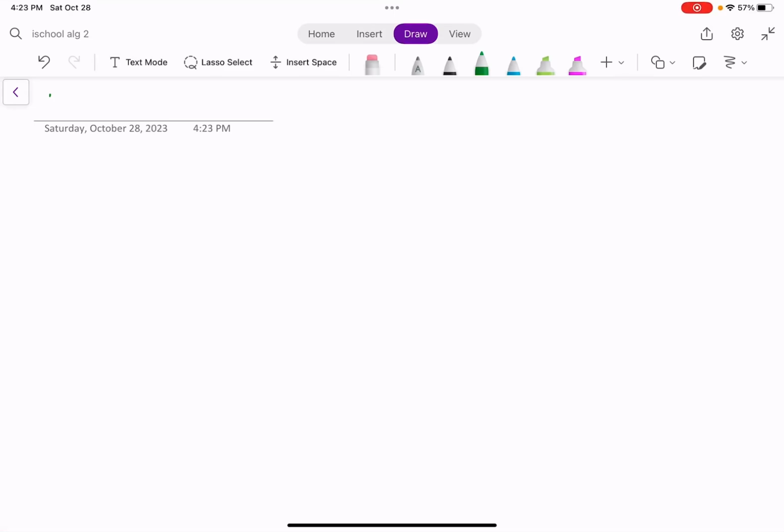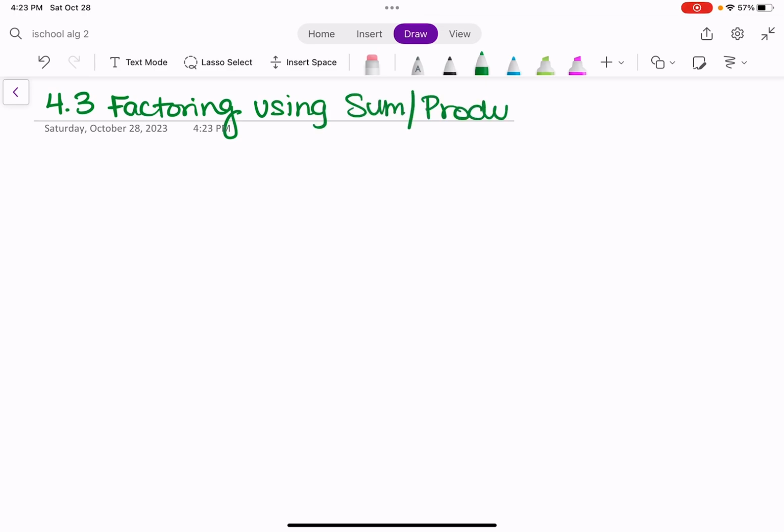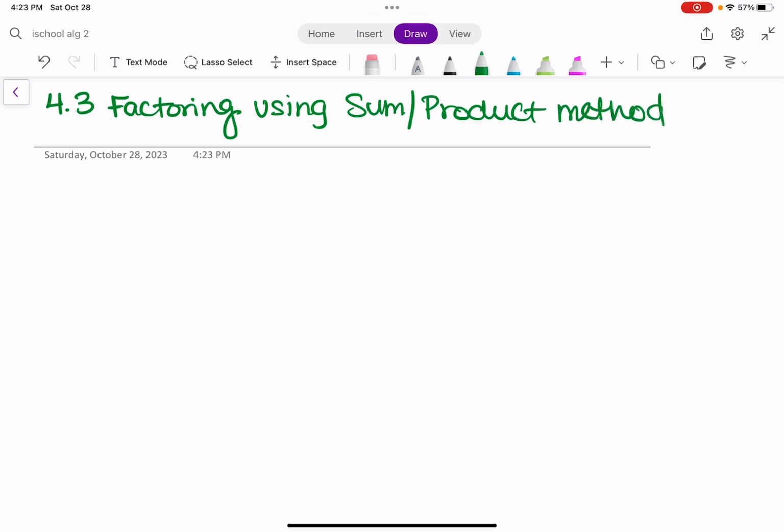Okay, so today is 4.3, factoring using the sum/product method. So yesterday you learned GCF and dots. Today we're going to learn another method.